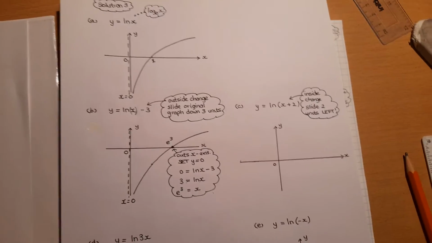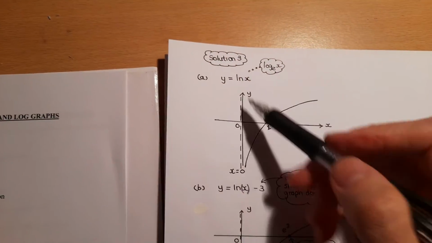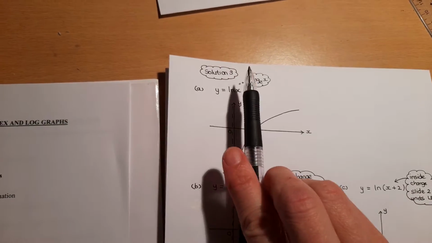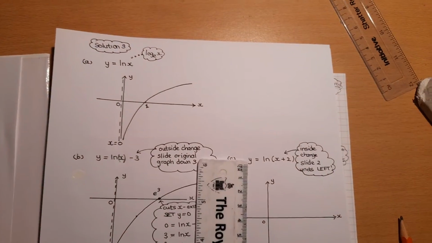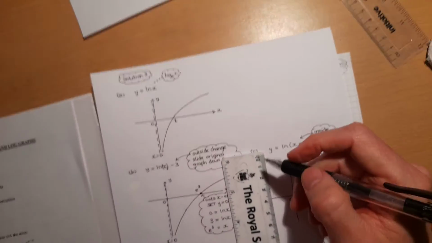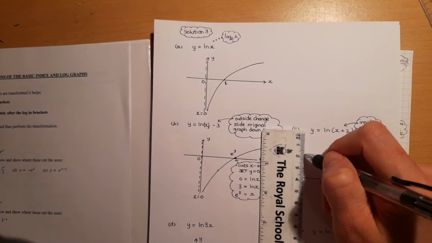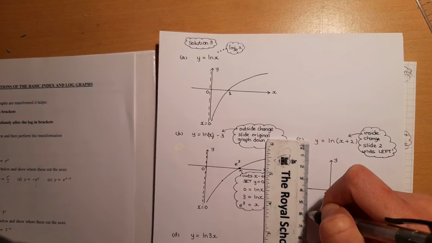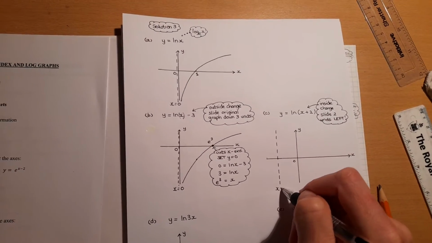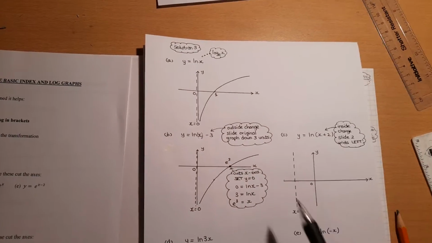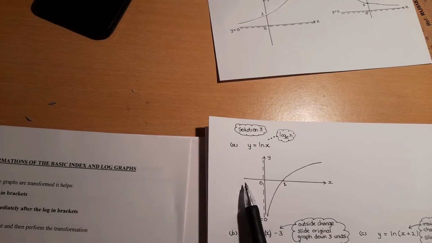Now, because it's a horizontal change, that means in the original graph, the vertical asymptote is now going to move. So it's going to move 2 units left. So it's now going to be over here. So it's now going to have the equation x equals -2.